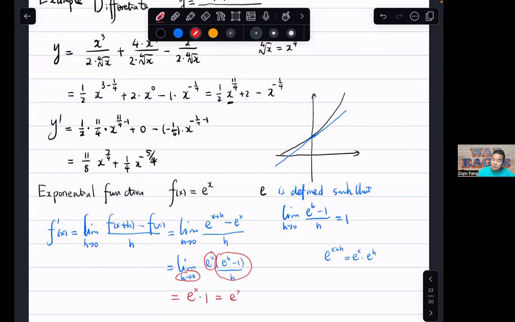So we get our derivative of exponential functions, which is the derivative of e to x is e to x. So this is how we develop the formula, the rule, the formula for the derivative of the exponential function.